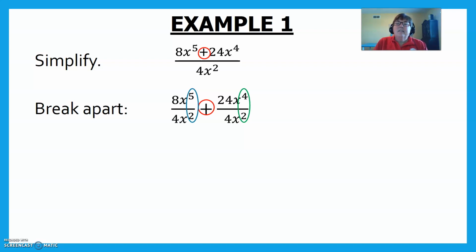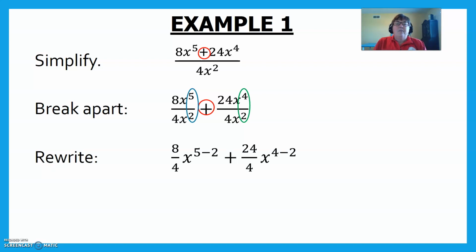So the next step is to rewrite it, and we're going to put the number parts together and the variable parts. And it's going to look like this. I have 8 over 4, x to the 5 minus 2, because that came from those exponents. Still addition, so plus 24 over 4, and then x to the 4 minus 2. And there's those two exponents that we're subtracting.